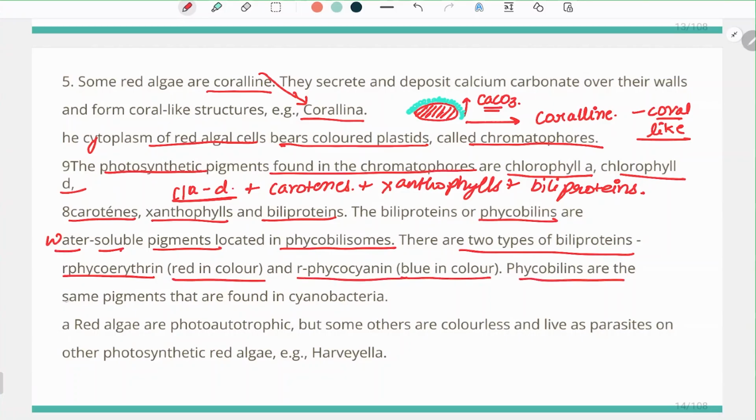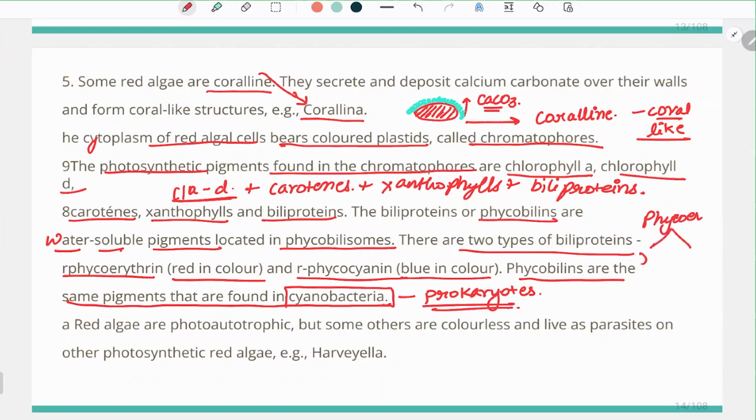Phycobilins are the pigments that are also found in cyanobacteria. Cyanobacteria are from the prokaryotes. The phycobilins are of two types, R-phycoerythrin and phycocyanin. R-phycoerythrin gives red color, and phycocyanin gives blue color, which is the reason why red, blue, or green and blue algae are seen, due to the presence of phycocyanin.